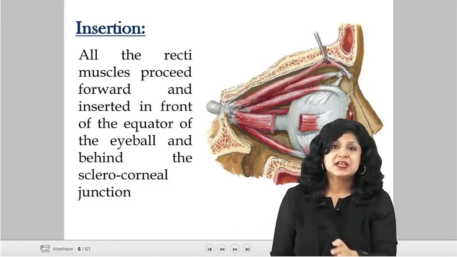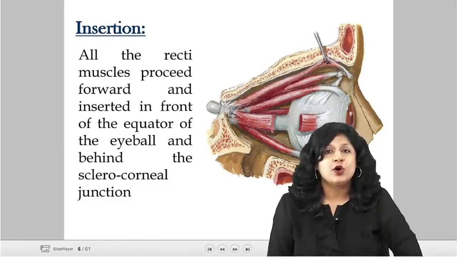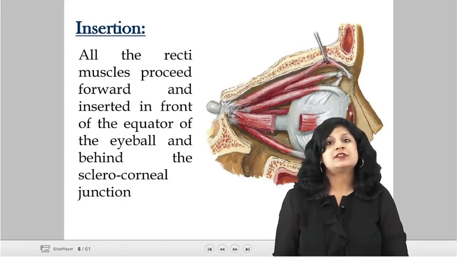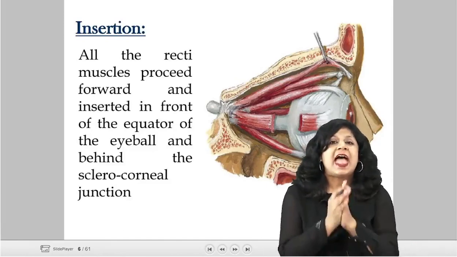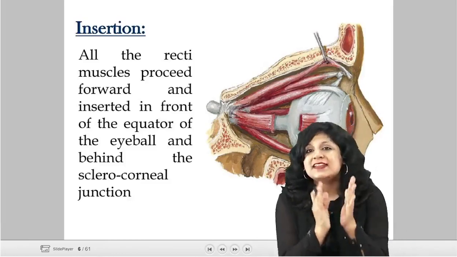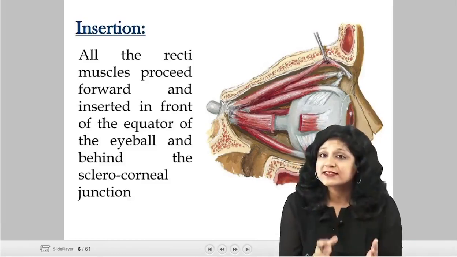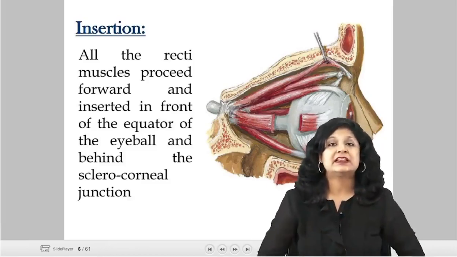What is limbus? Limbus is the corneoscleral junction. What is limbus? Corneoscleral junction, and there are certain fixed distances at which these muscles will go and insert. So it is not variable, it is fixed.